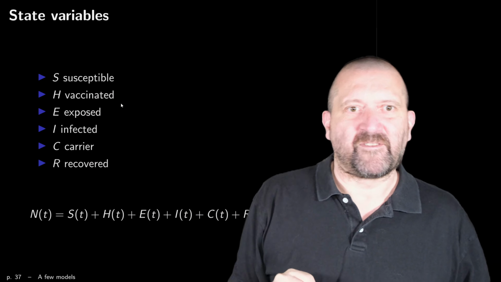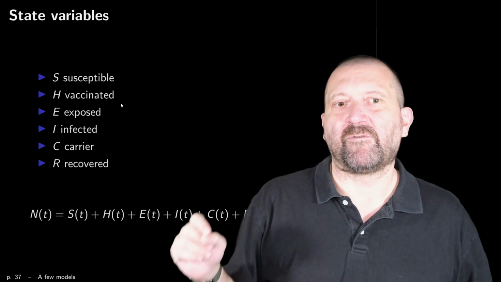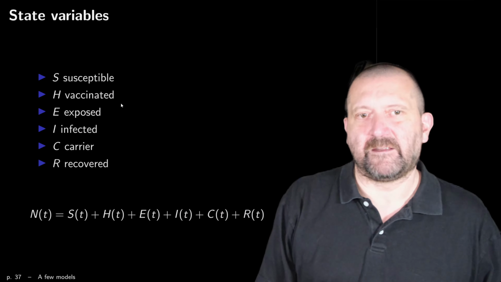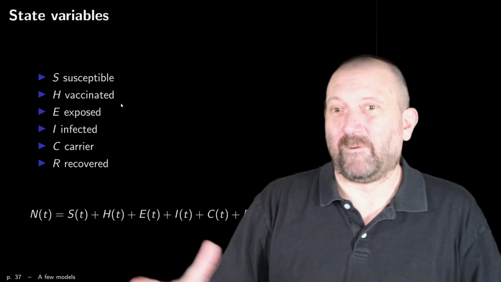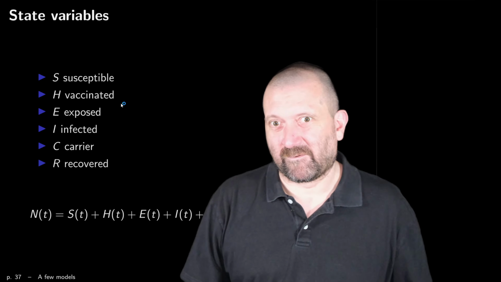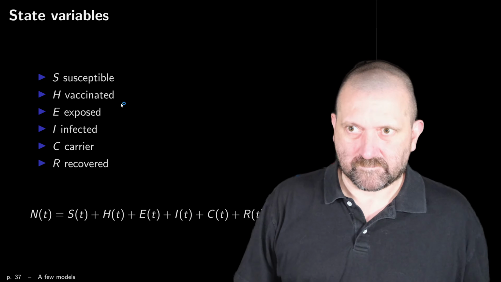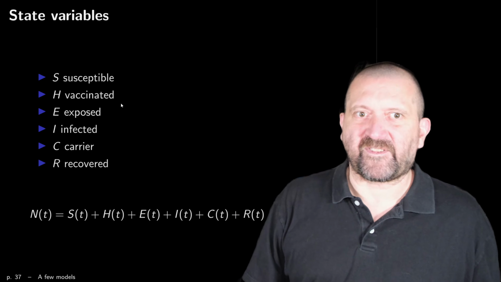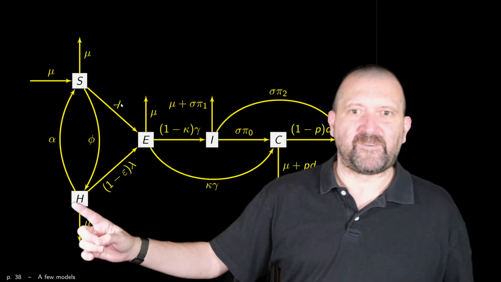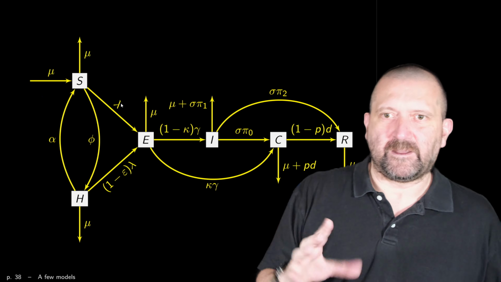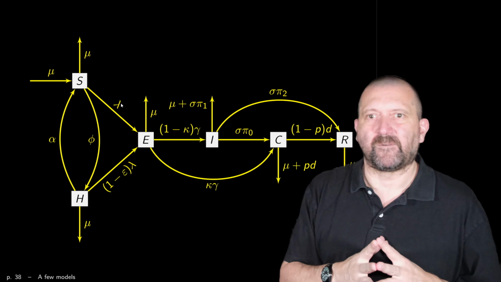So it has susceptible, vaccinated, exposed, infected, carrier, and recovered individuals. And by individuals, I mean cattle or sheep or whatever. Okay, of course. And the model takes the following form. So remember, these are vaccinated, these are carriers. And let me spend a little time explaining the model.